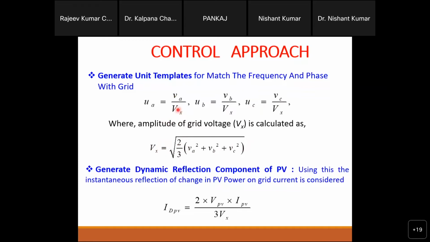What will happen? This pure sinusoidal signal will become the unit template. Unit template means the magnitude will be between -1 and +1, because of the peak. Suppose this grid voltage peak is 220.